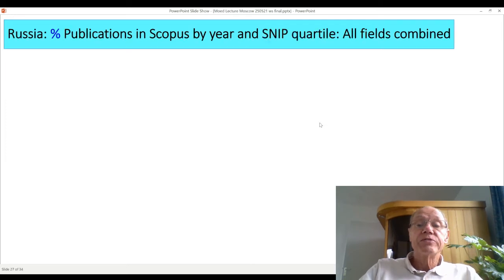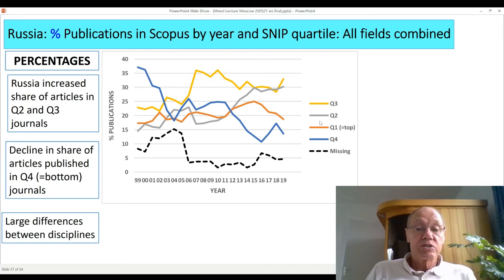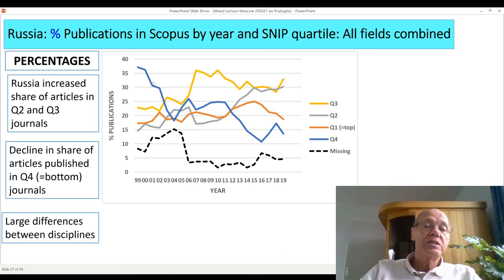Now we look at the percentages rather than at the absolute numbers, and we see again a relative increase in the papers published in Q2 and Q3 journals, but now you can see more clearly that there is, during the entire period between 1999 and 2019, a very strong decline in the percentage of papers in the so-called Q4 or bottom impact journals, which is a very interesting result.